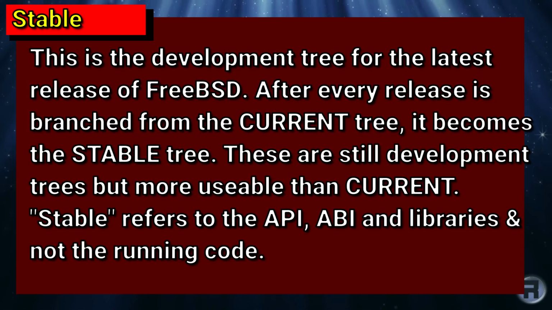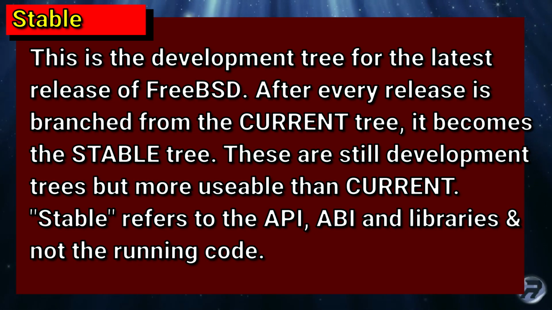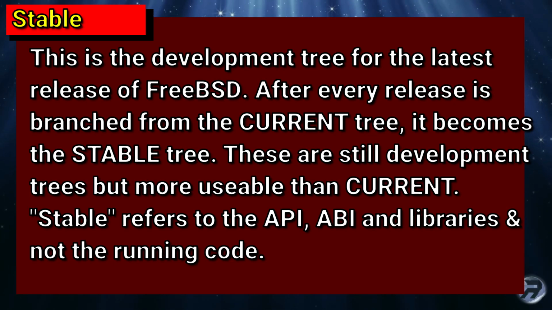Next we have Stable, and this is the development tree for the latest release of FreeBSD. After every release is branched from the current tree, it becomes the stable tree. These are still in development, but slightly more usable than current, and the stable refers to the API and ABI and libraries and not the actual running code. So again, it may be a little bit better, but I wouldn't run anything important on it.